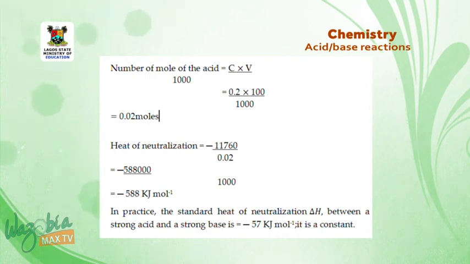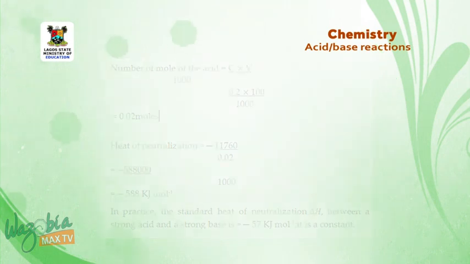Now, the heat of neutralization is heat given out by the acid, which is minus 11,760 joules, divided by the number of moles of the acid, which is 0.02 moles. Solving this will give minus 588,000 joules. To convert this to kilojoule, we divide by 1000, and the final answer is minus 588 kilojoule per mole. In practice, the standard heat of neutralization ΔH between a strong acid and a strong base is minus 57 kilojoule per mole. It is a constant.